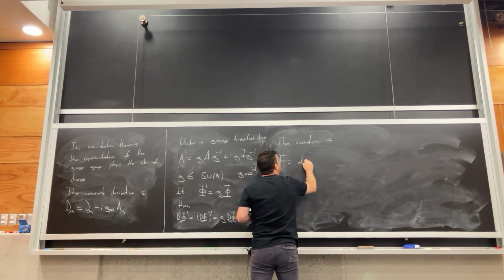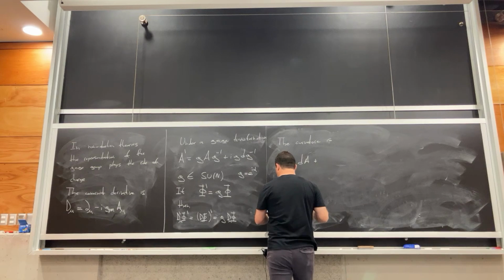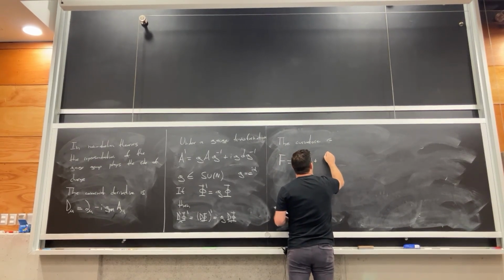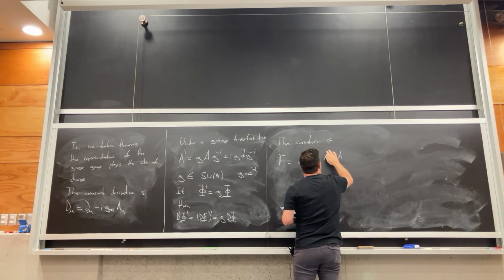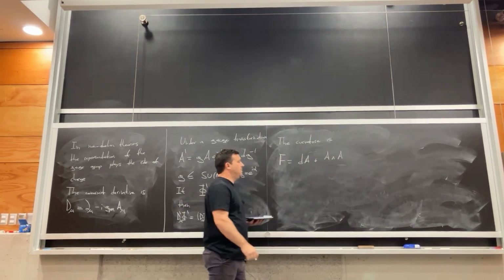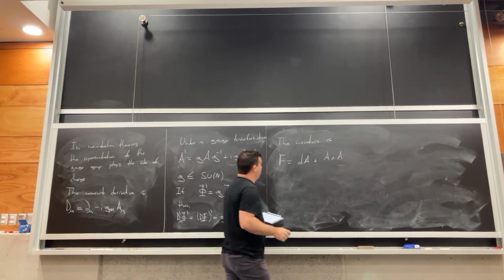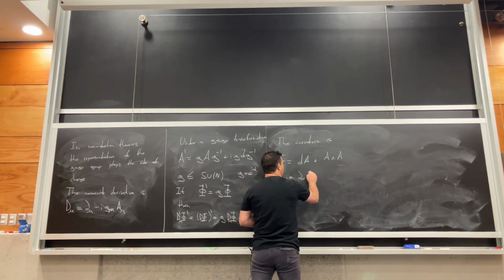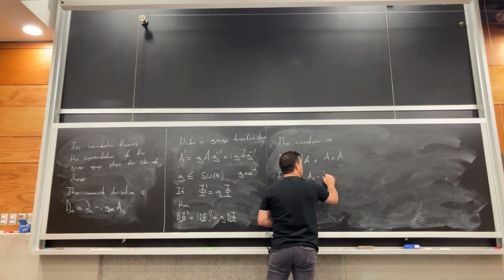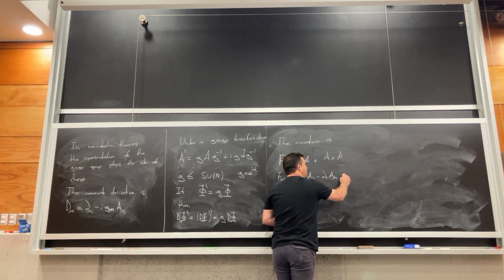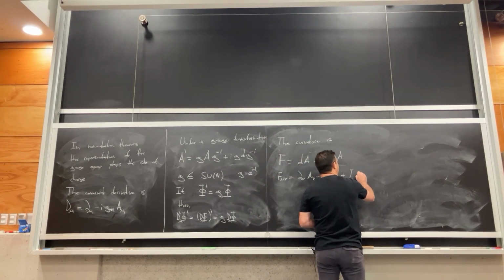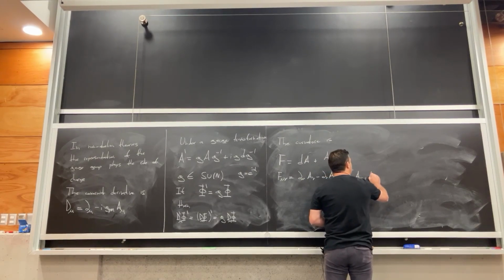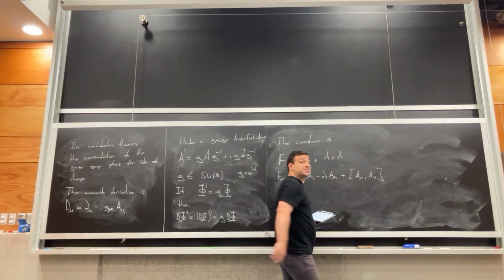This is dA plus A wedge A. Okay, now I'm using differential forms. If you don't like this, I can write F mu nu is d mu A nu minus d nu A mu plus the commutator of A mu and A nu. So remember, these guys are matrices now.